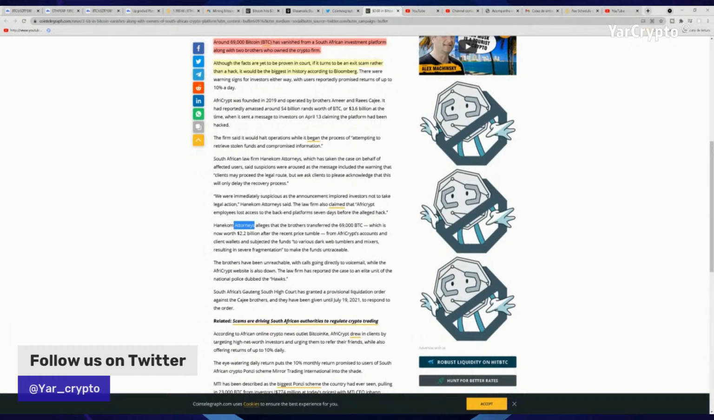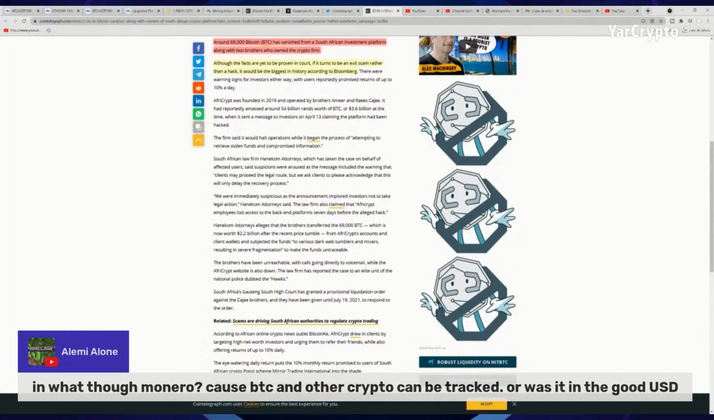attorneys allege that the brothers transferred the 69,000 BTC, which is now worth 2.2 billion after the recent price tumble, from Aficrypt's accounts and clients' wallets, and subjected the funds to various dark web tumblers and mixers, resulting in severe fragmentation to make the funds untraceable. So that appears to have some shady stuff going on.